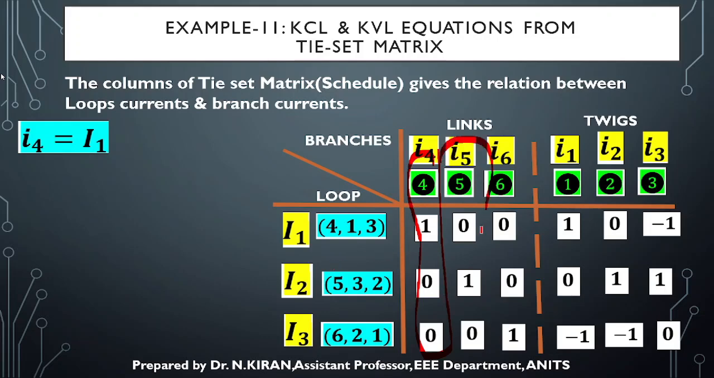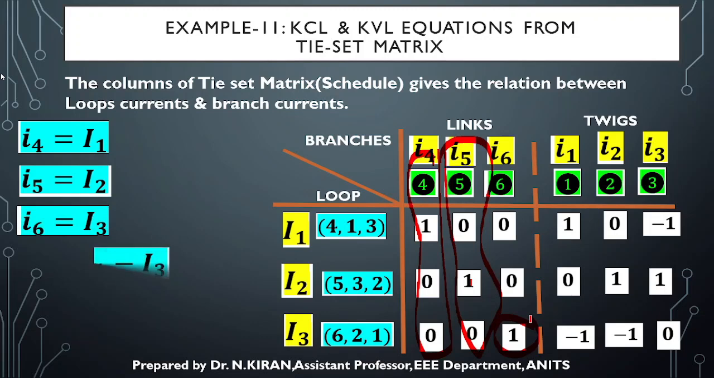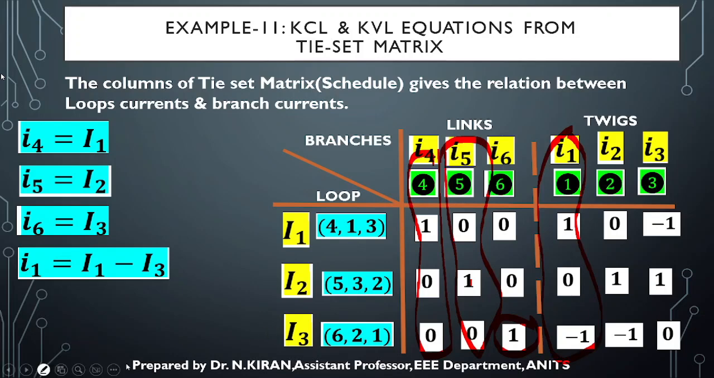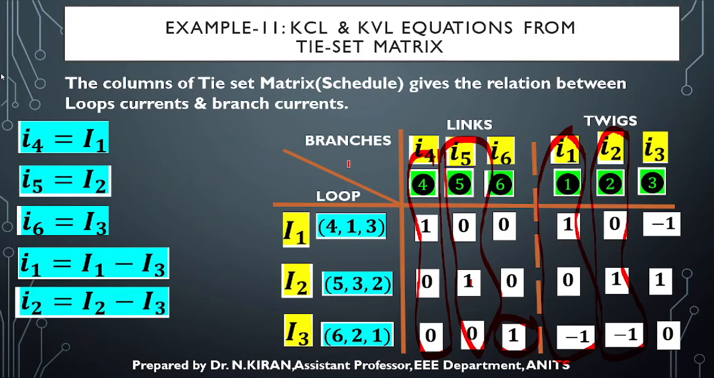So when I consider my second column, I have plus 1 here, so I5 will be equal to I2. In the third column I have plus 1 between I3 and I6, so I6 is equal to I3. Next, in this column I have plus 1 near I1 and minus 1 near I3, so I1 will be I1 minus I3. This column, plus 1 I have near I2, minus 1 near I3, so I2 will be I2 minus I3, and the last column I3 will be minus I1 plus I2. So every column will represent the relation between branch currents and loop currents.